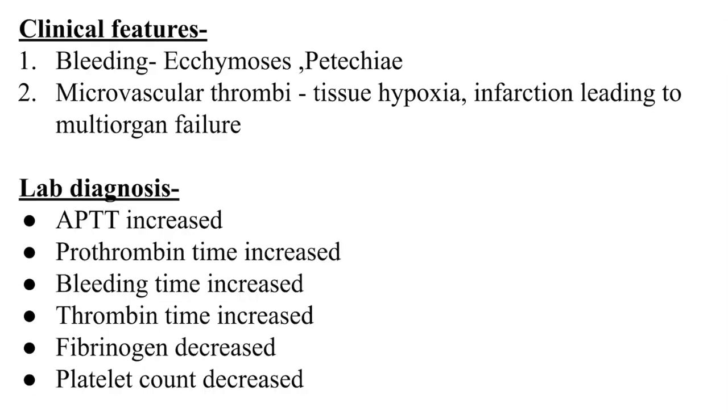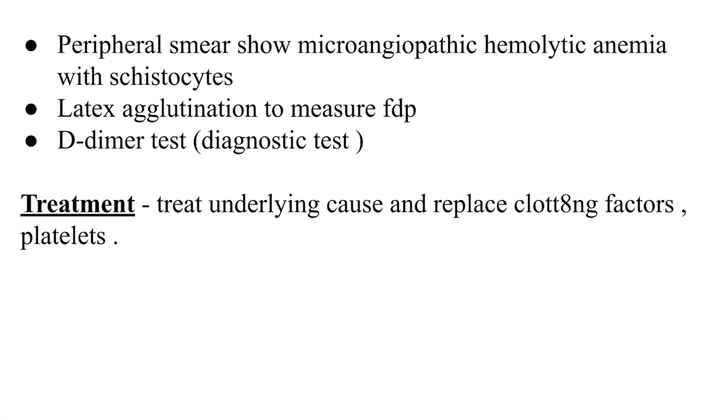Clinical features are bleeding, ecchymosis, petechiae, and microvascular thrombi can accumulate in the blood vessels, leading to hypoxia, infarction, and in severe cases, multi-organ failure. Lab diagnosis: APTT, prothrombin time, and bleeding time are increased; fibrinogen and platelet count are decreased. Peripheral smear shows anemia, that too microangiopathic hemolytic anemia with schistocytes. Latex agglutination test is done to measure the fibrin degradation products. D-dimer test is a diagnostic test for DIC.